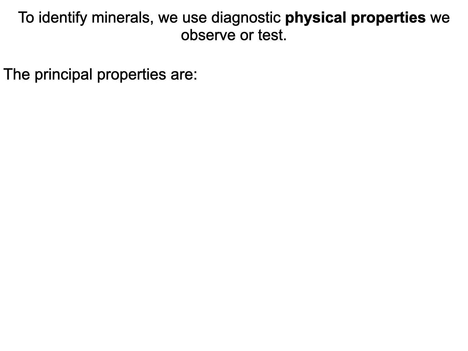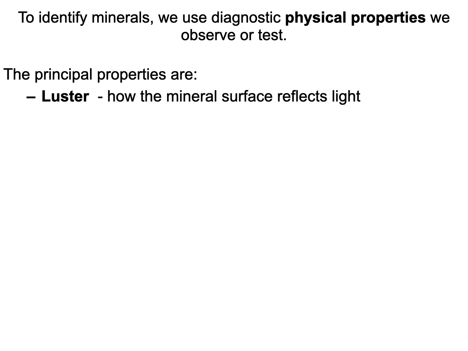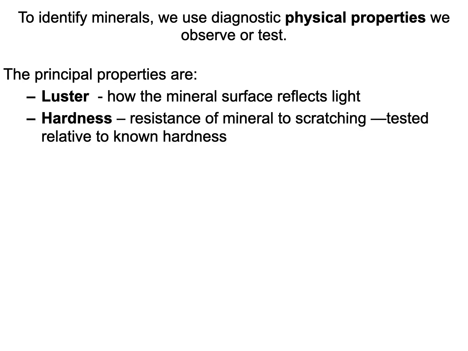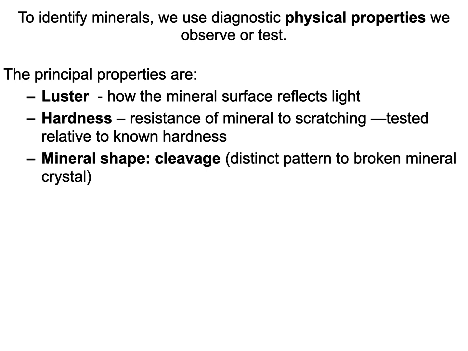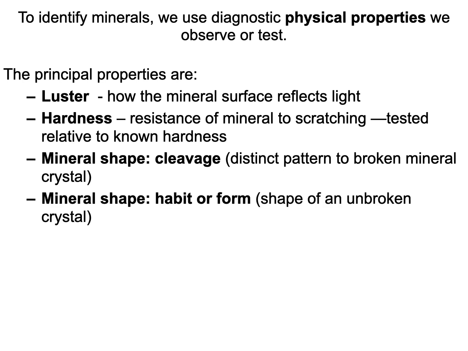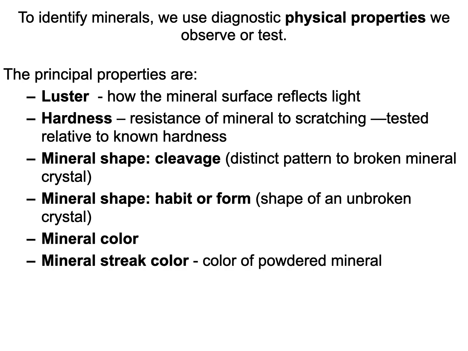The principal properties are luster, which is how the mineral surface reflects light; hardness, which is the resistance of a mineral to scratching, and we test this relative to known hardness of different materials; mineral shape. It can be two things: cleavage, which will be a distinct pattern to broken mineral crystal, or habit or form, the shape of an unbroken crystal. Mineral color, mineral streak color. This is the color of a powdered mineral. Tends to be more diagnostic.